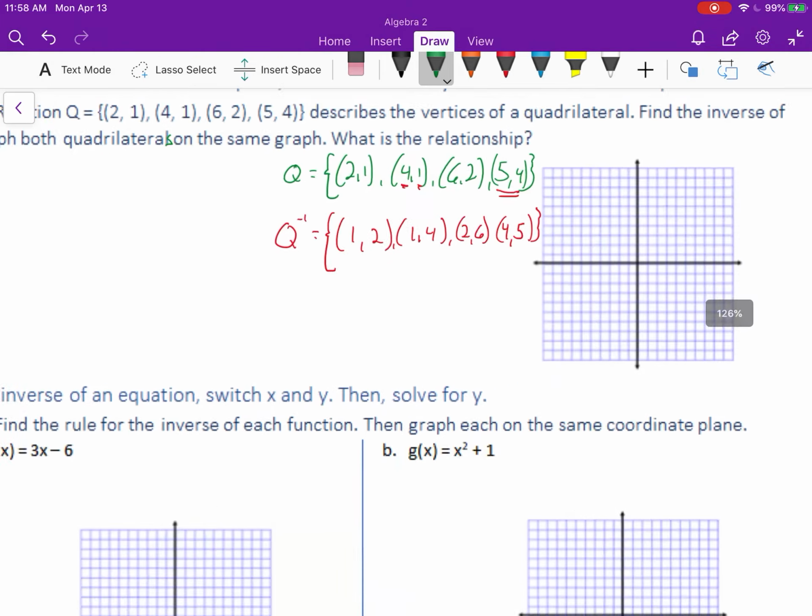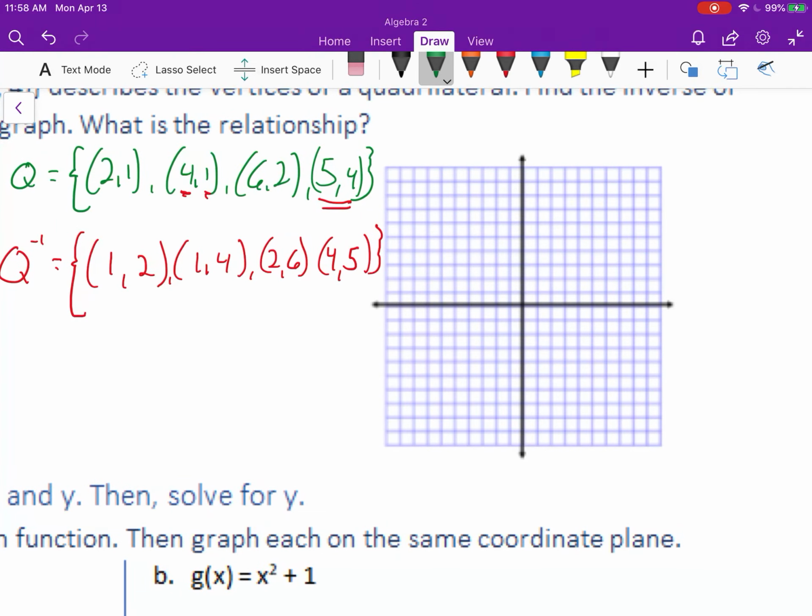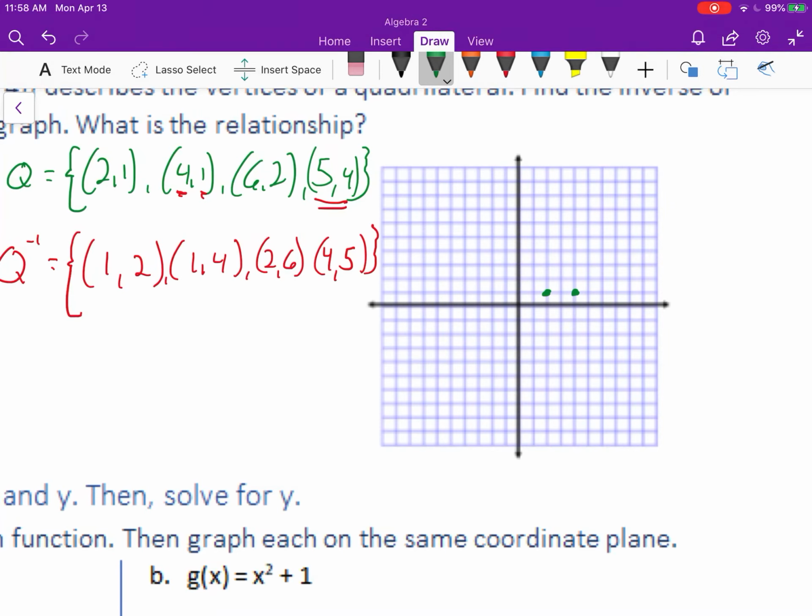Let's start with the original, the green. The point (2, 1), I'm going to enlarge this here. The point (2, 1), over 2 up 1. (4, 1) is here. (6, 2) is here, and then (5, 4) is here. We want to connect them in the order they were listed. So that was (2, 1) to (4, 1) to (6, 2) to (5, 4), and then we can go back to the starting point.